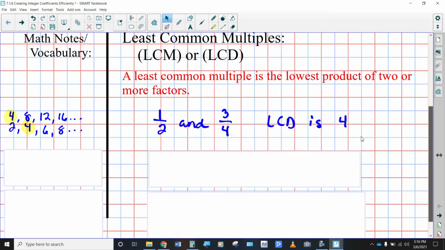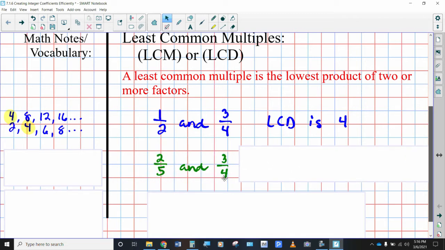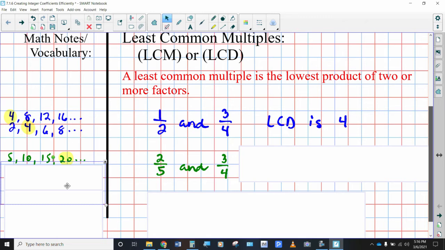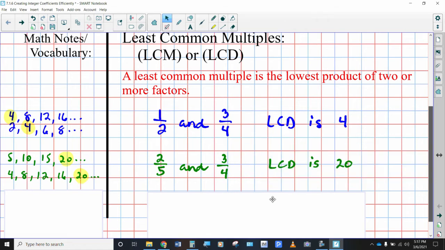If we take these two fractions, 2/5 and 3/4, and once again start with the number 5 and do your counting sequence for 5, and then check every one of those along the way. Does 4 go into 5 evenly? No. To 10? No. 15? No. Yes, it goes into 20 evenly. So 5 and 4 share 20 as a common multiple. So that would be your least common denominator. And so this would become 8 over 20. This would become 15 over 20.